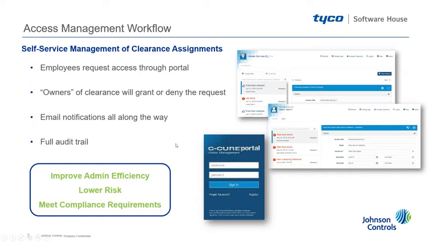So the main premise is that it is a self-service management feature for clearances. The idea would be that the employee would go in there and request access that he or she thinks they should have, but for some reason they don't. At that point, the owner, who's been set up within C.CURE in that clearance editor, will get an email saying, hey, log on, check it out, and say yes or no to that request. And emails will be happening along the way.